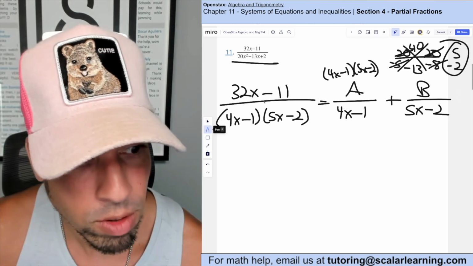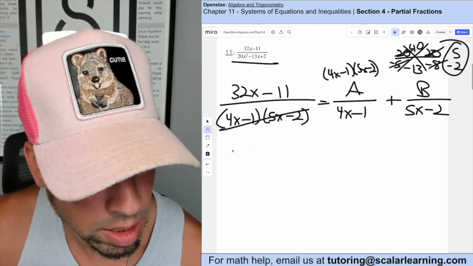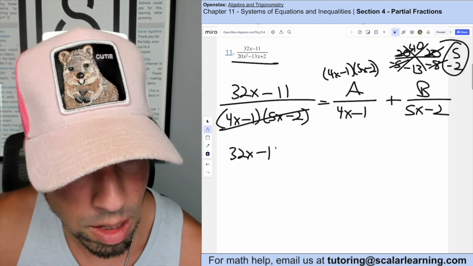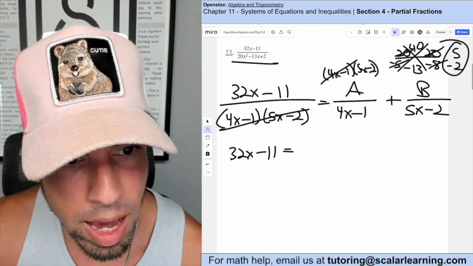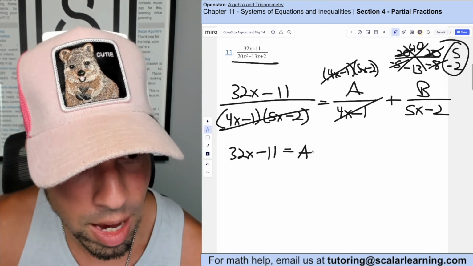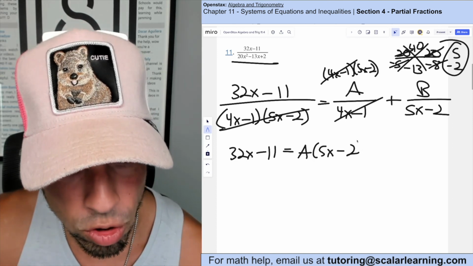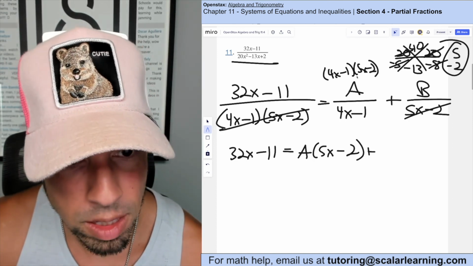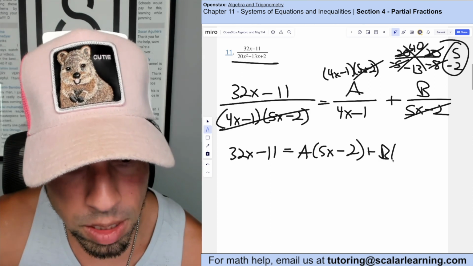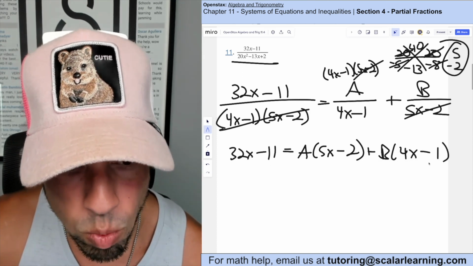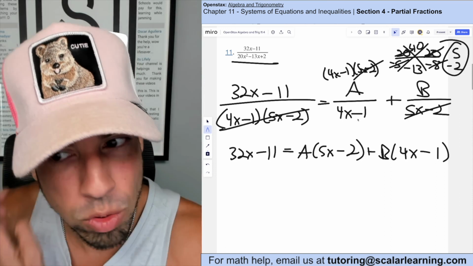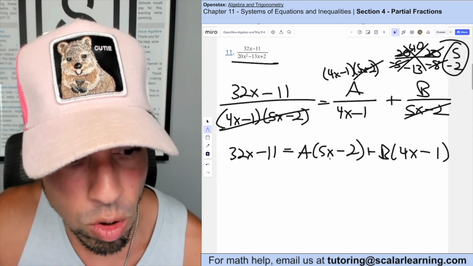Now we're going to multiply everything by 4x minus 1 times 5x minus 2. And when we multiply everything, right, this entire denominator is going to cancel out. So we get 32x minus 11. Over here with the a, these are going to cancel out, and you get a times 5x minus 2. And then when this multiplies against the b, these are going to cancel out, and you have b times 4x minus 1.